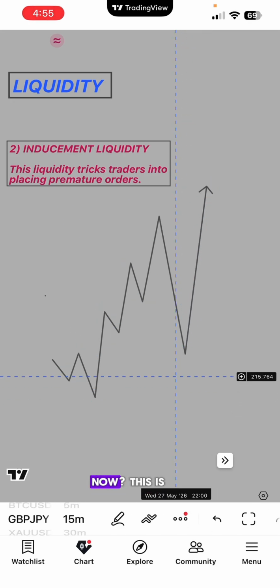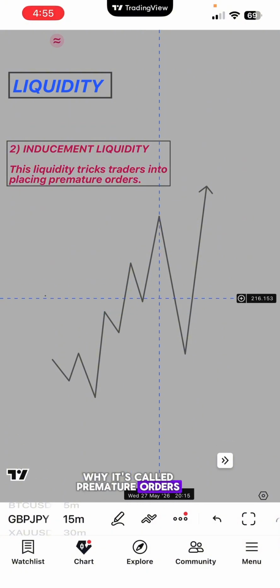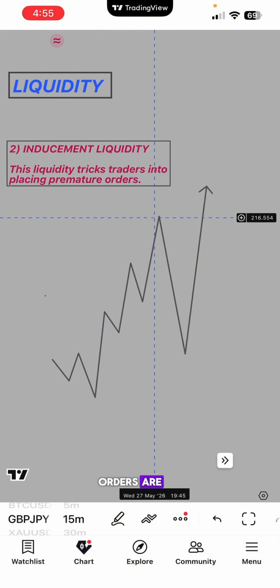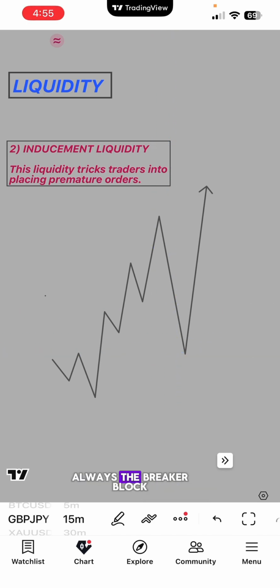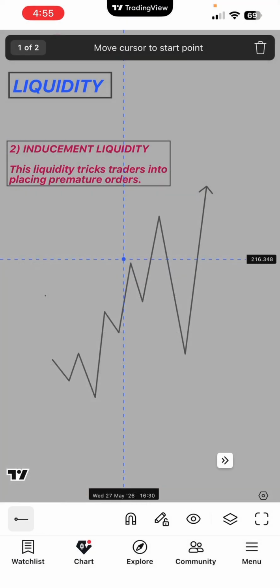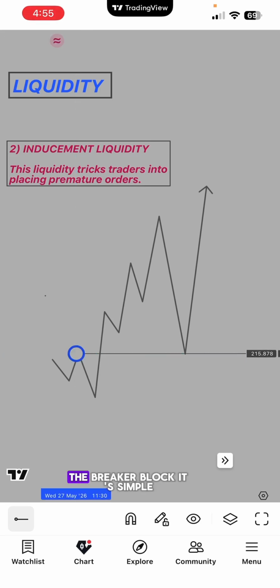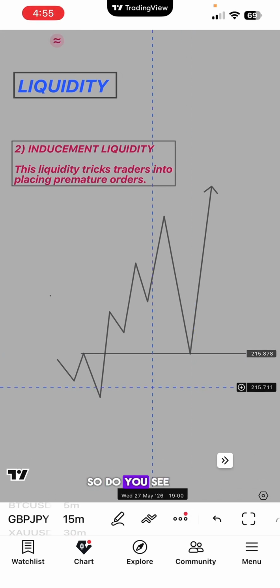So do you understand now? This is why it's called premature orders, because see where your orders are. Market makers will come to take you out, and the entry is always the breaker block. Your entry will always be what? The breaker block. It's simple. So do you see it now?